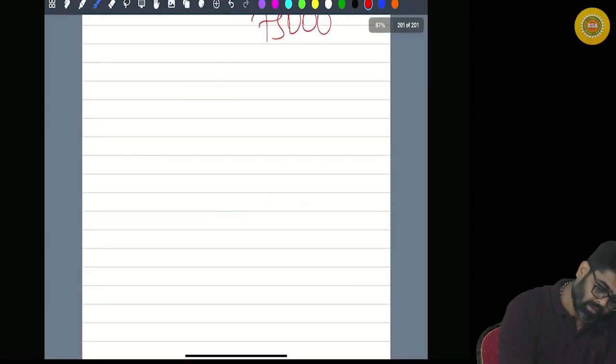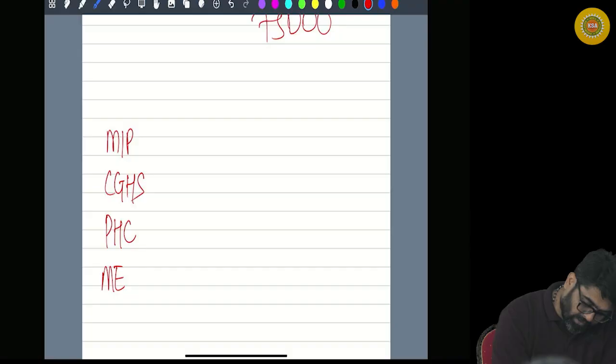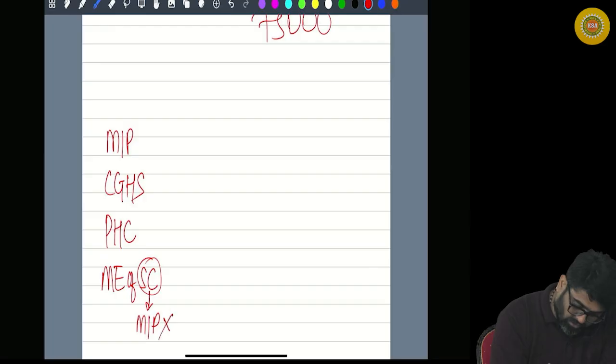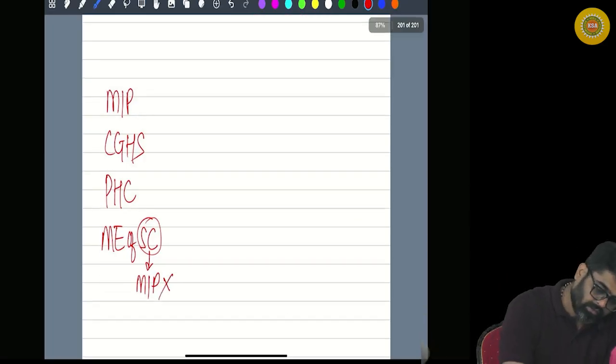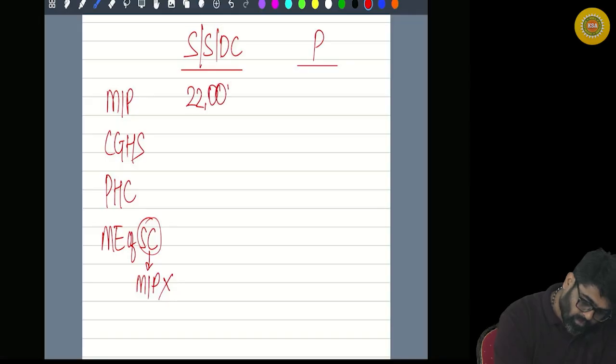Number 1, medical insurance premium, CGHS, preventive health checkup. Then medical expense of senior citizen for whom there is no medical insurance premium. Yes or no? This is self, spouse, dependent children, and this is P for parents. Okay, no? Now tell me, how much is the medical insurance premium? What is for mother?